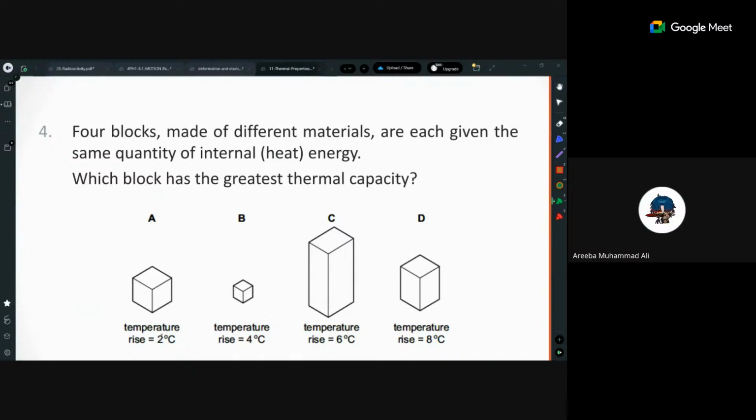Because it absorbs more energy without a large change in temperature. Yes, its change in temperature, delta T, is smallest. So its specific heat capacity is largest. That is why. That is the only explanation.